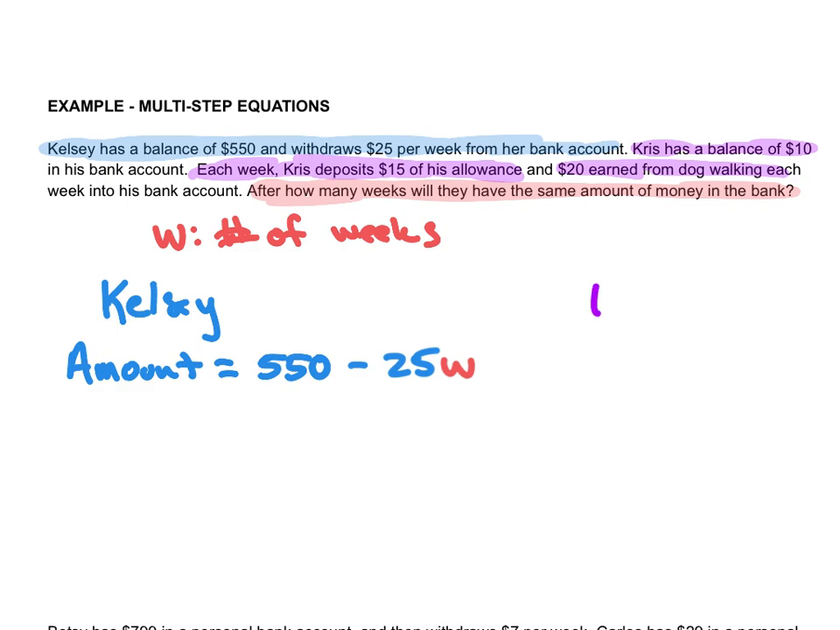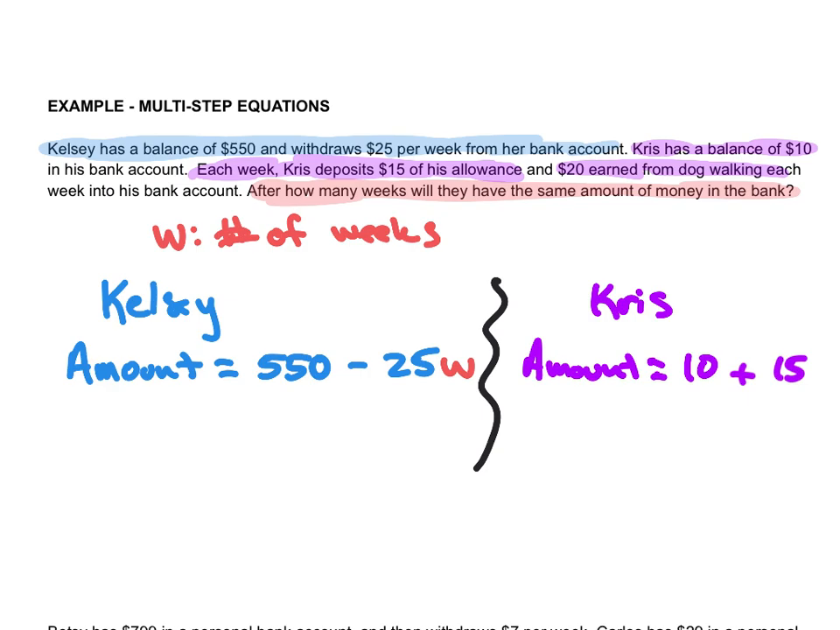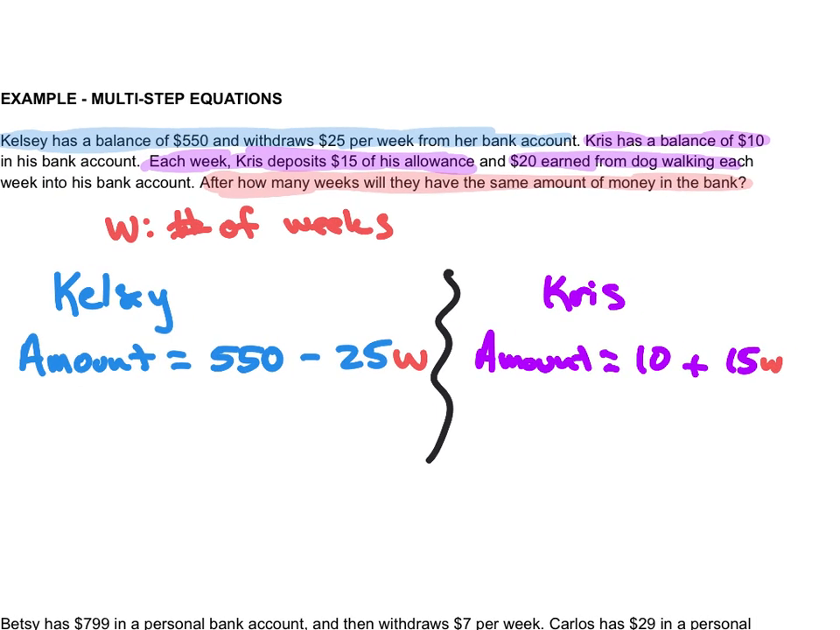Now we've got one for Chris, and it's going to be the same thing, except for Chris, their amount starts off with $10. So we're going to put 10 here. And then each week they deposit, and deposit means that they add money. Now $15 of his allowance, so plus $15 per week, and then plus another $20 per week.